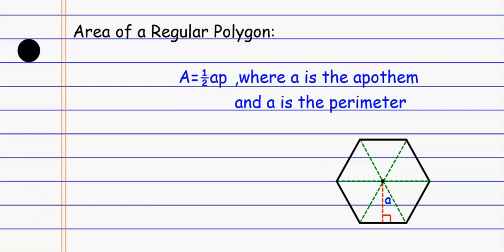Squares are just base times height. Triangles are 1/2 the base times the height, okay? But this will work for any regular polygon. It's the area equals 1/2 the apothem times the perimeter, okay? And that's what that P stands for, all right?